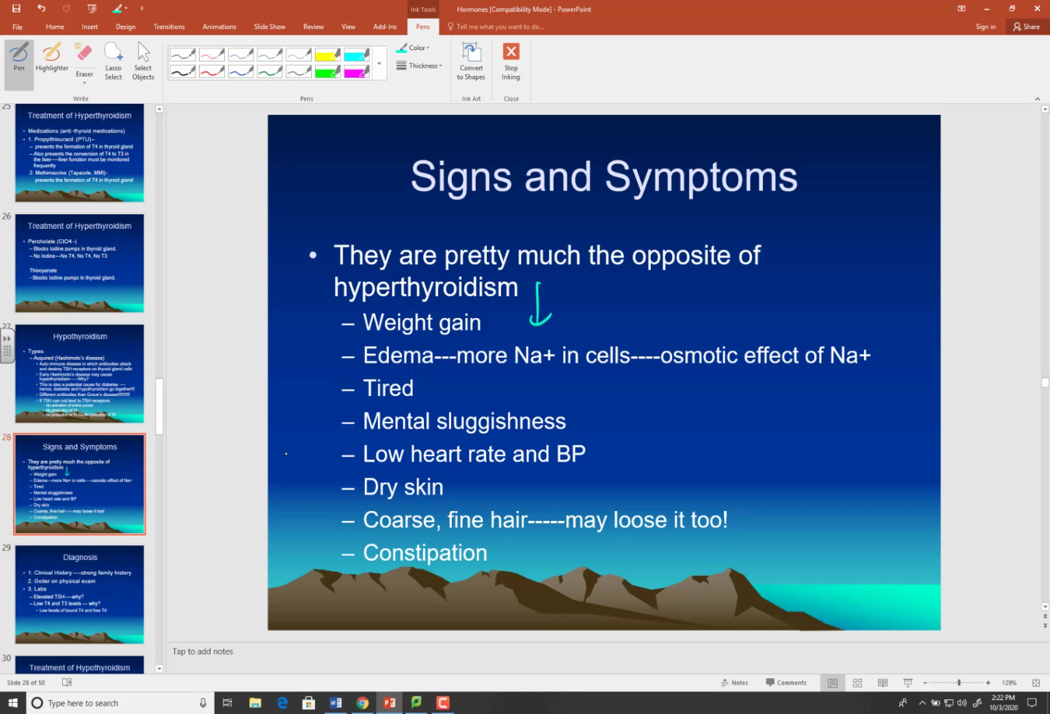And the dry skin due to the decrease in cell division. So the cells of the skin that normally slough off now have time to become highly keratinized. And then coarse fine hair, right? Because of the increased keratinization, but the basal layer of the skin doesn't divide that well, so the hair becomes coarse, but when it falls out, it doesn't get replaced. And they're going to have decrease in GI activity. So the symptoms of hypothyroidism are almost identical, or the opposite of hyperthyroidism.